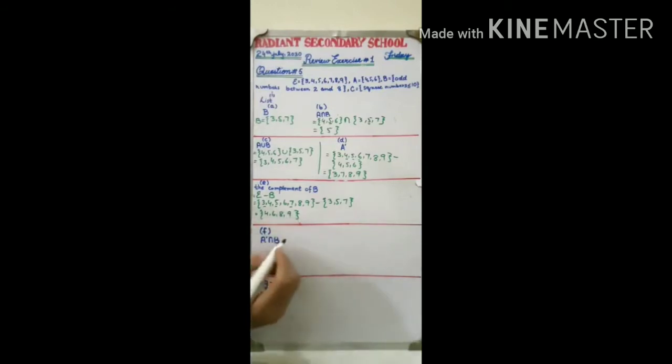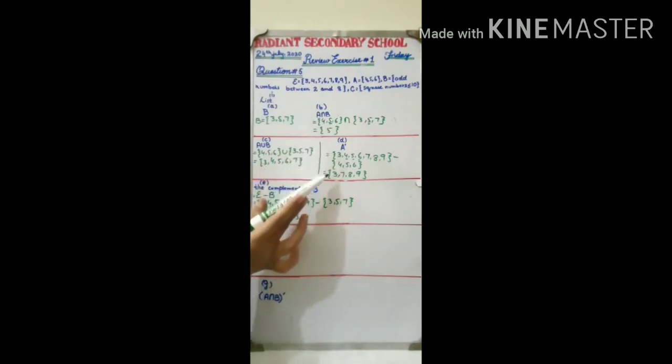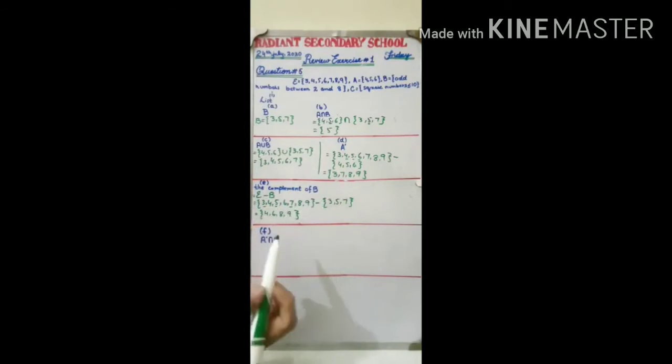Come on F part. In F part we have to find A complement, and after that we have to make intersection between A complement and B. In part number D we have found A complement. So we can use answer of A complement here. On the place of A complement you have to write the answer of A complement. A complement was 3, 7, 8 and 9.